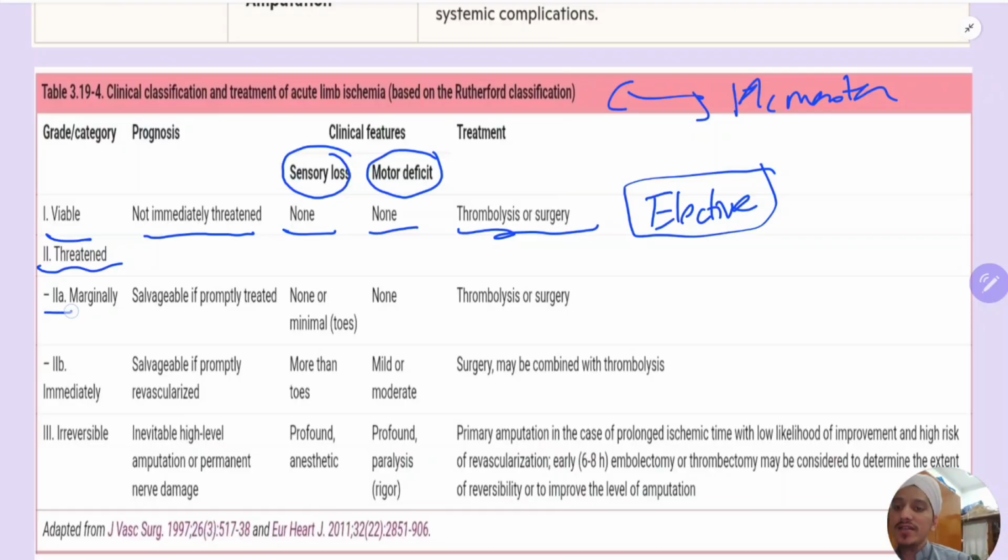So 2A and 2B are threatened. 2A means there is minimal loss of sensations. For example, if you touch the toes, there are no sensations, but if you touch the other part of the foot, they have sensations, but there is no motor loss. So this is salvageable if promptly treated.